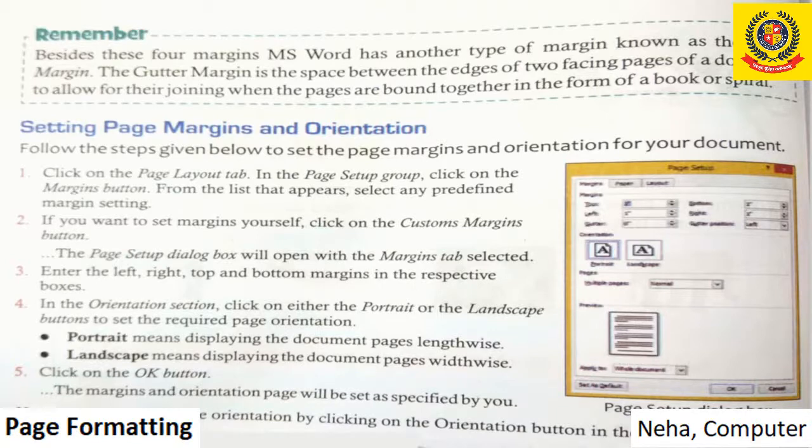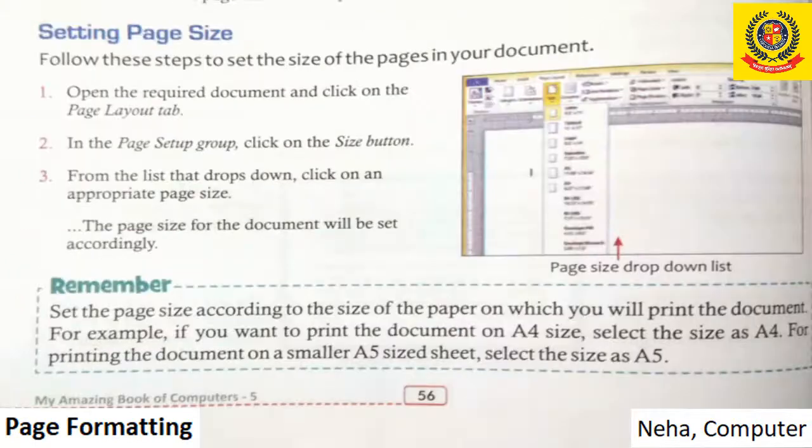Now, there are two ways of displaying the page: portrait and landscape mode. So we'll see how we can do it in Microsoft Word. We can set the page size. There are different types of page size which we can set: A4, A5, letter, legal. So whichever is required, we can set according to that.